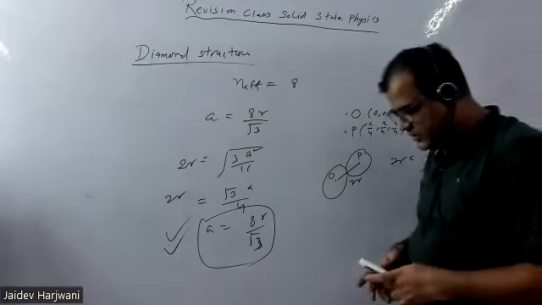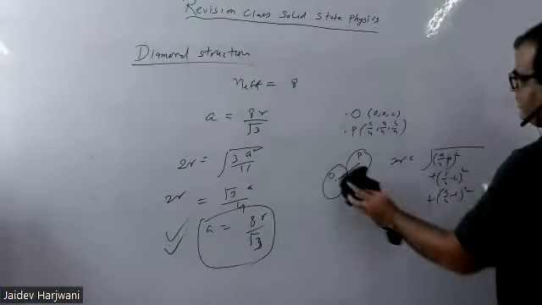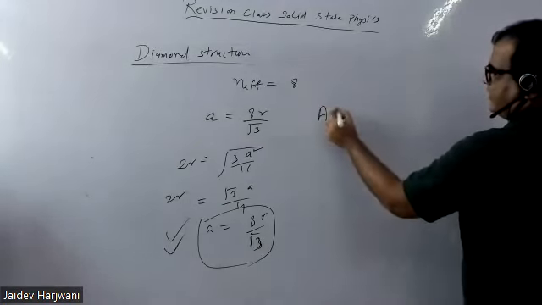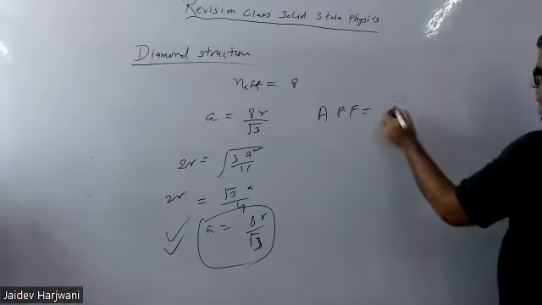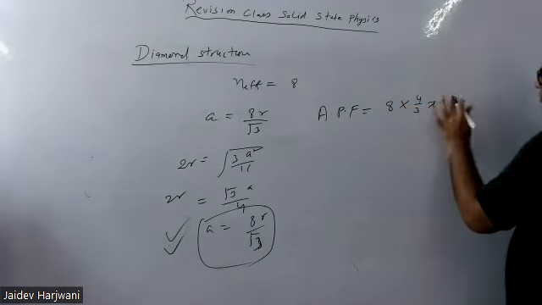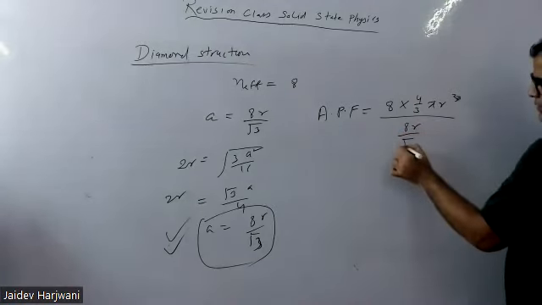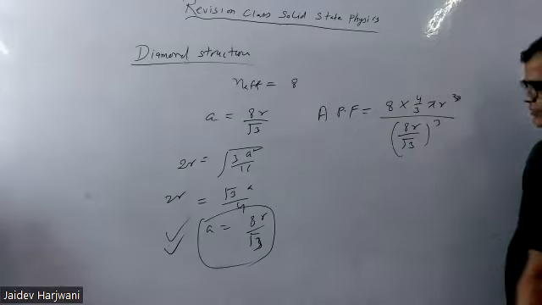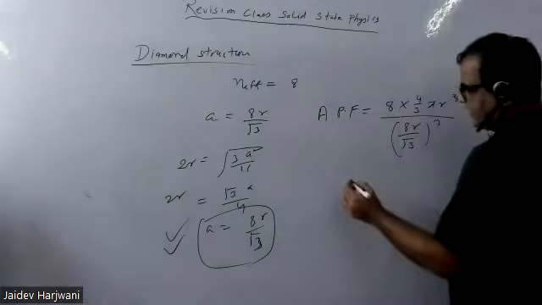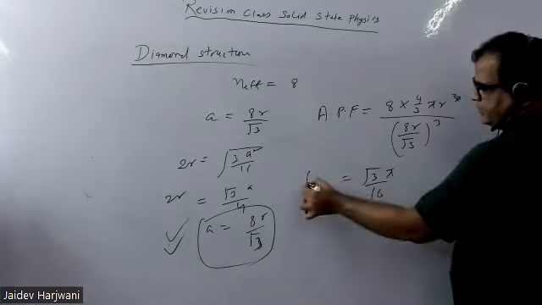Once you know this one, you can calculate easily the atomic packing fraction. So atomic packing fraction for diamond, APF, will be 8 atoms inside, 4 by 3 pi R cube upon A cube, which is 8R upon root 3 whole cube. If you solve this one, it will come out as root 3 pi upon 16.